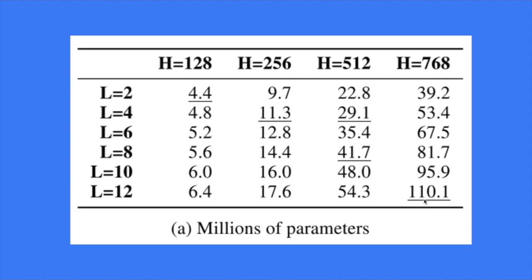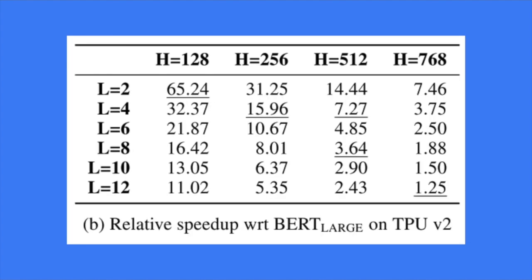And this is the millions of parameters. The smallest one is 4 million parameters, and the largest one is 110 million parameters, which is very similar to the BERT base model size. And this is the speed compared to the BERT large model. So the smallest model is basically 65 times as fast as the BERT large model. The largest student is just slightly faster than the BERT large model.